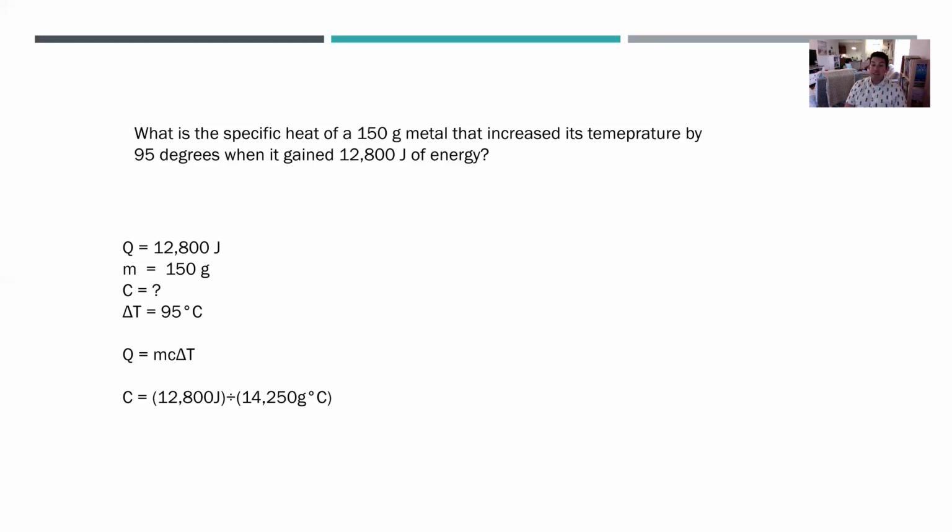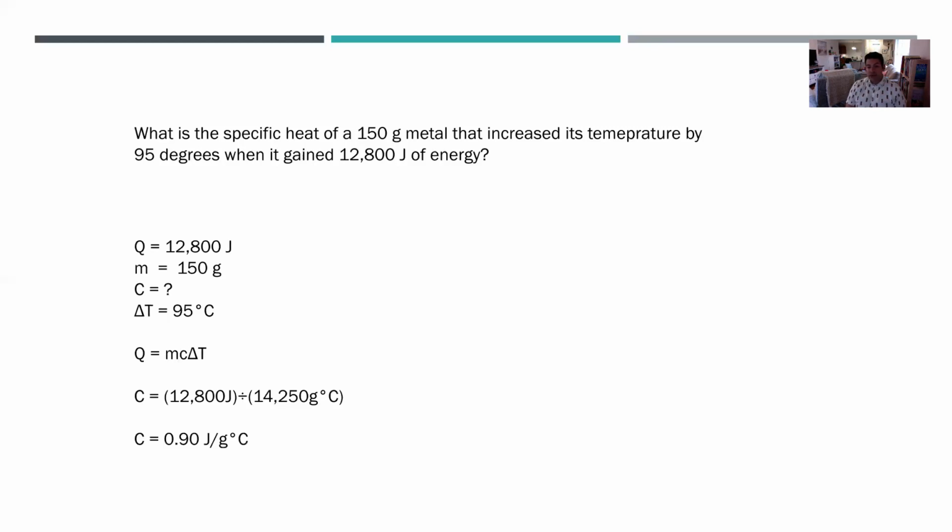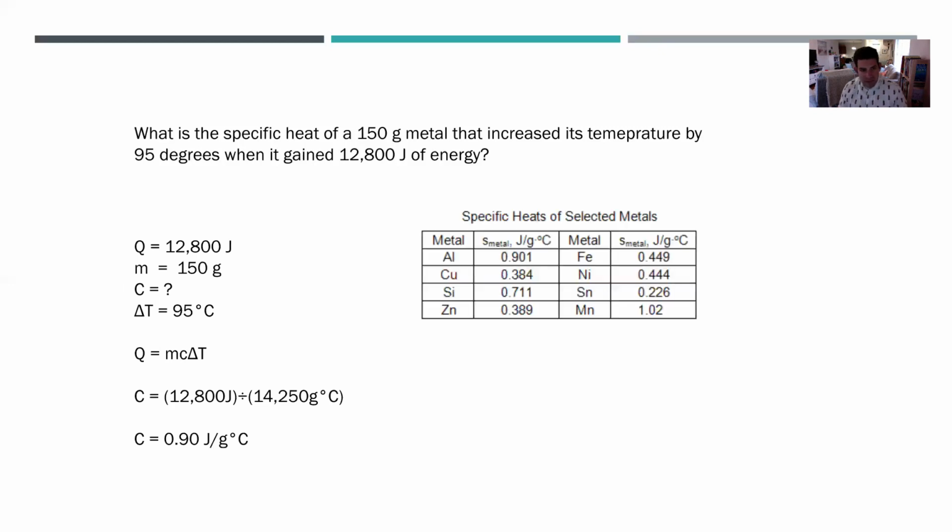What's interesting in this question is none of our units cancel, because when we solve for specific heat, it should be in joules per gram degrees Celsius. We should have all 3 of those units stick around. And when we divide, we get 0.90 joules per gram degrees Celsius. This is solving for the specific heat.